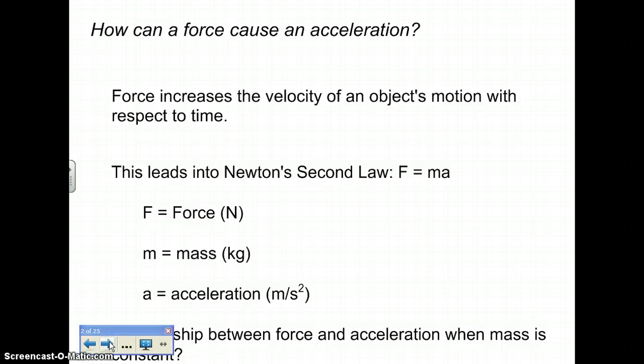Moving right along, how can a force cause an acceleration? So what we're looking at here is force increases the velocity of an object's motion with respect to time. So if you have an acceleration, there had to have been some type of a force applied to it. It may not be a continuously applied force, like you pushed your toy car and it went down the ramp, all right? So you're not continually pushing it. But there was that initial shove, so therefore it is accelerating, and it's slowing down due to friction, force traveling opposite direction of motion. So eventually then it does come to rest.